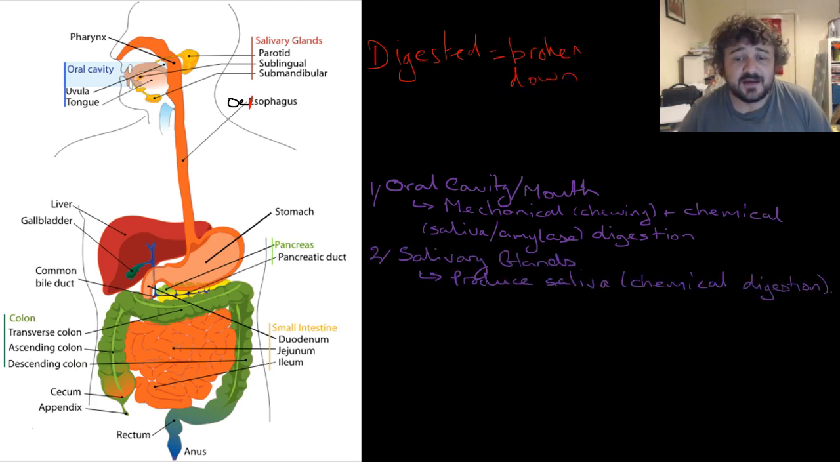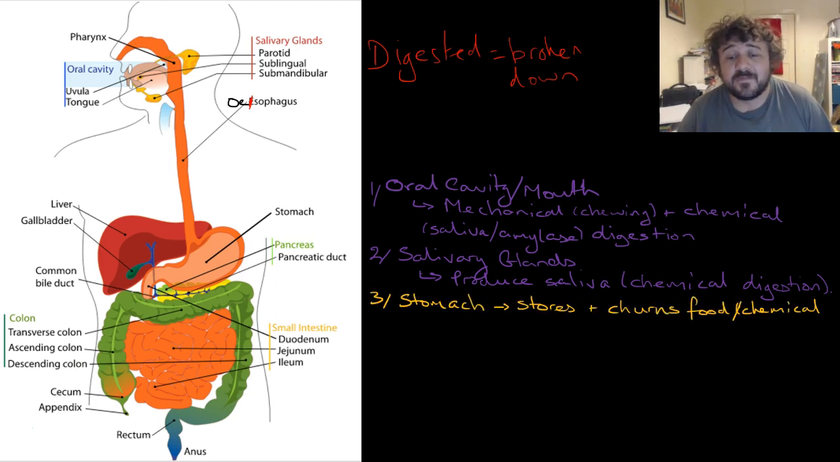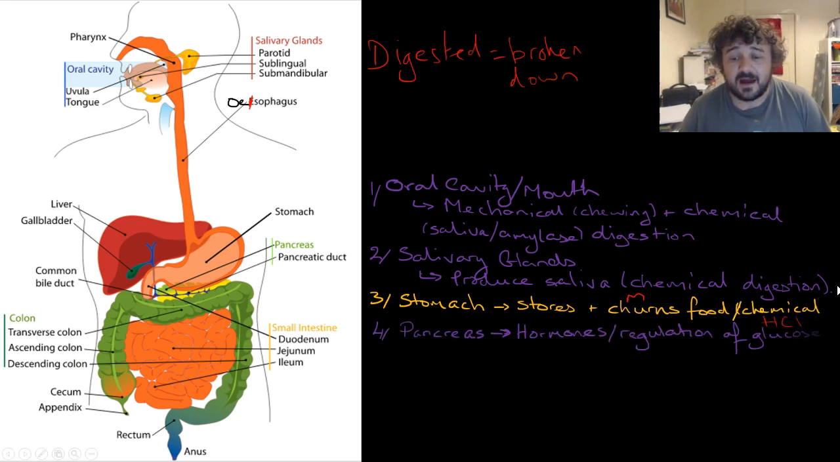Next we move from there into the salivary glands, and this is what produces the saliva, which holds the amylase for chemical digestion. Then we move to the stomach. Okay, this is where food is stored and churned. It's churned up as part of mechanical digestion, so you put a little M there, and it hits with the acids, which makes it have chemical digestion, and that acid is hydrochloric acid.